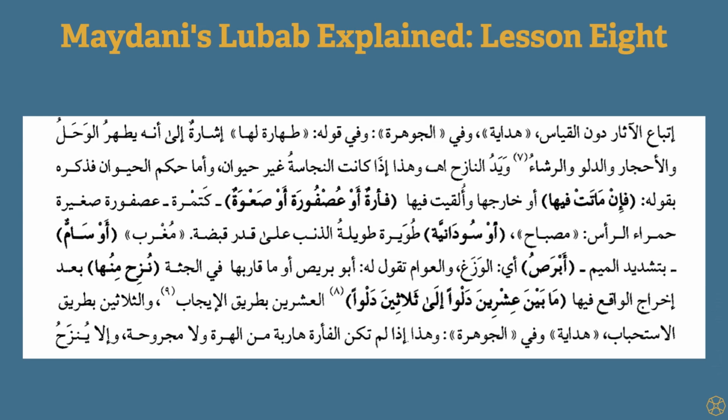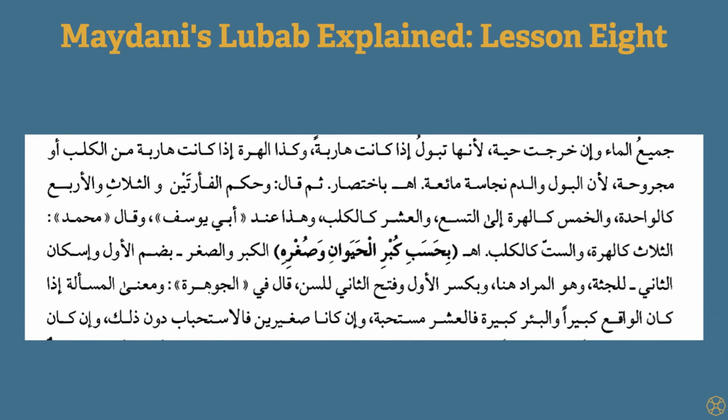وفي الجوهرة, so in Jawharah Nayyirah: هذا إذا لم تكن الفأرة هاربة من الهرة ولا مجروحة. This is when the mouse isn't fleeing from a cat, nor is it injured. Why? Because the fight or flight reaction kicks in, and animals, even people, urinate in times of fear, right? So it's likely that the mouse will have urinated, and traces of that najas will be on it. Or if it's injured, it'll be bleeding, so that blood will go into the well.